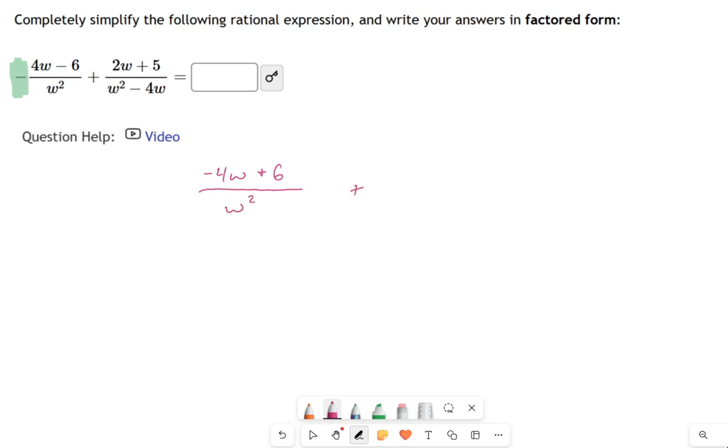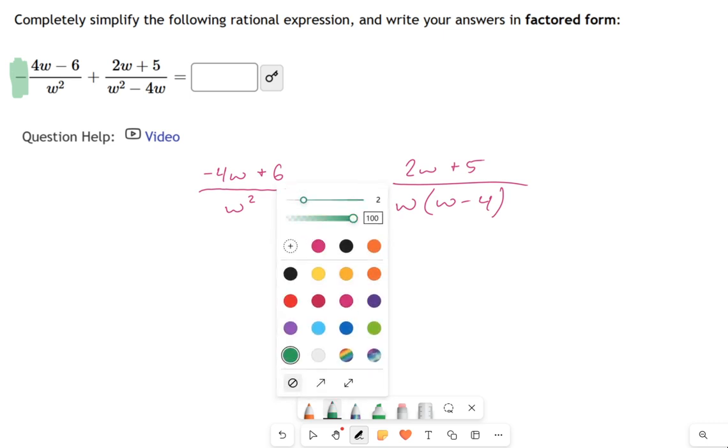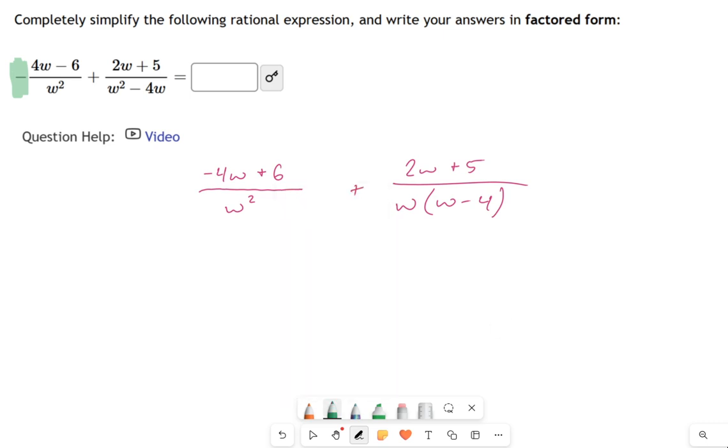And then I'm adding another fraction, 2w plus 5. That's fine, but its denominator is what I care about. That's going to be w times w minus 4. And I'm factoring this out on purpose because I want to see what exactly those denominators have that maybe is not common. Okay, if you look at this denominator over here, that's a w squared. The one on the right does not have a w squared. It has a w and a w minus 4. So we're going to multiply an extra w into that one.